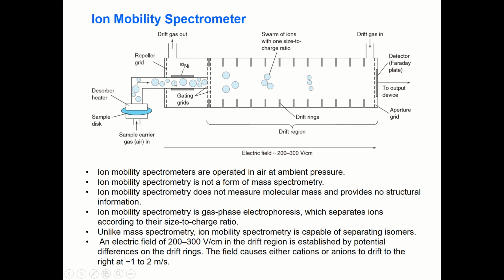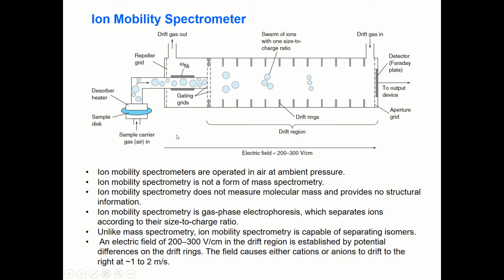You will see electrophoresis in subsequent chapters, and this is very similar to that technique. With the electric field applied between here and there, the ions move toward the right-hand side. The mobility of ions here, not in a solution but in the gas phase, differs depending on the size of the ion and the charge on the ion. But this is quite useful because it is operated in air at ambient pressure.